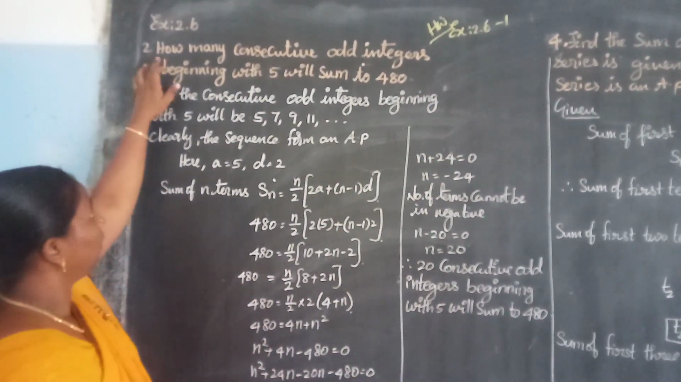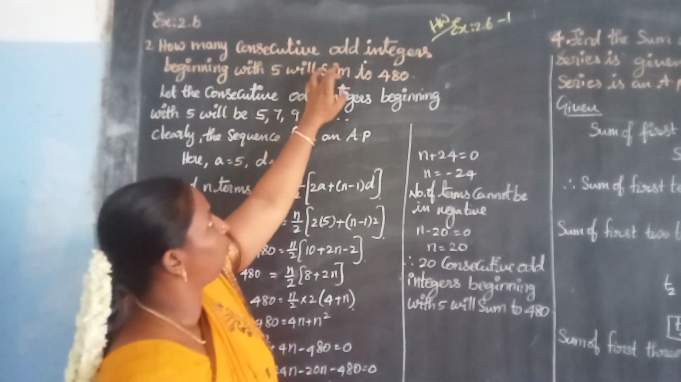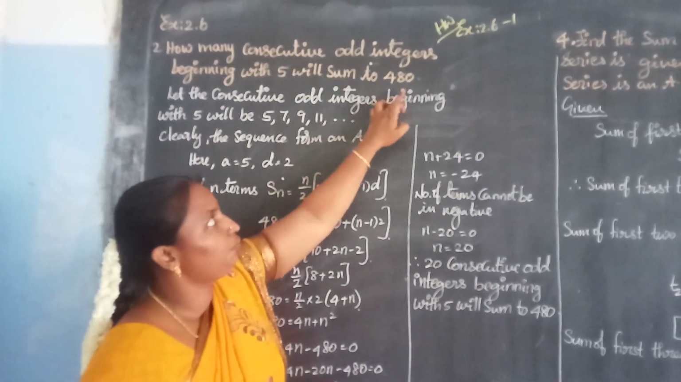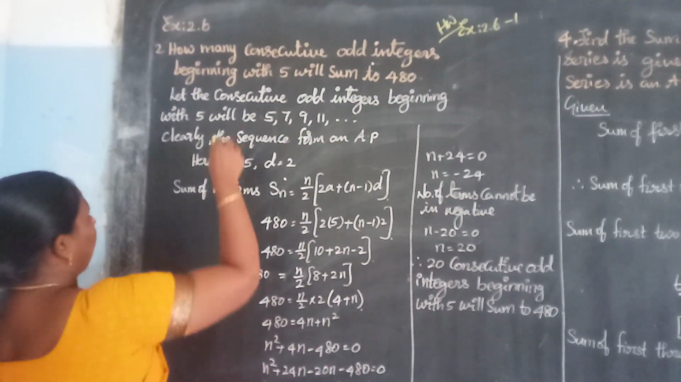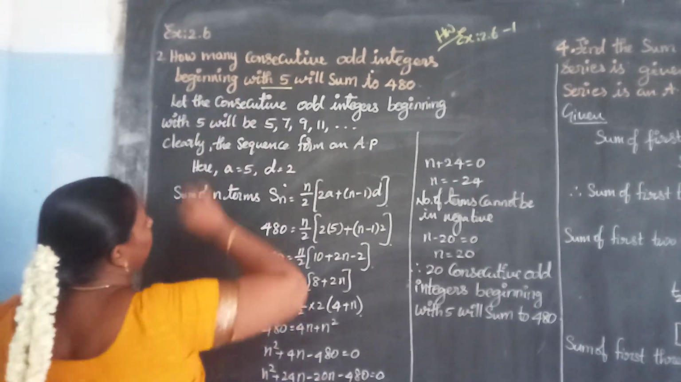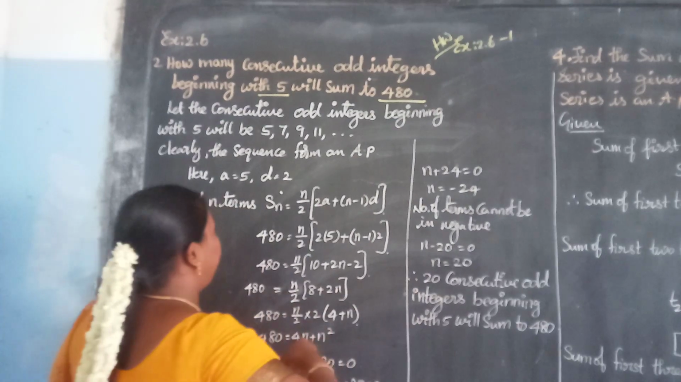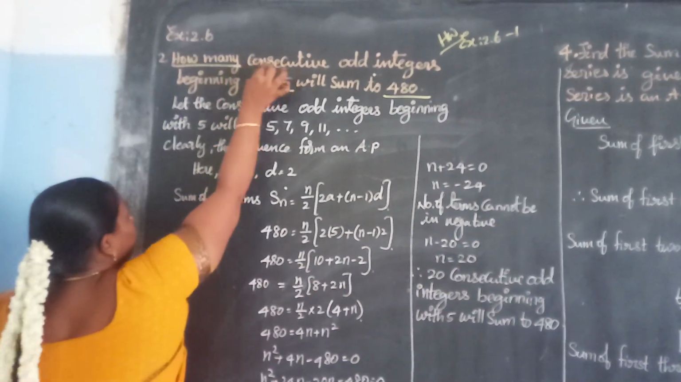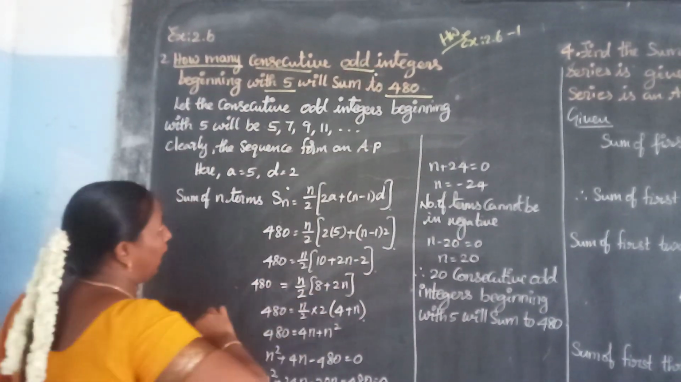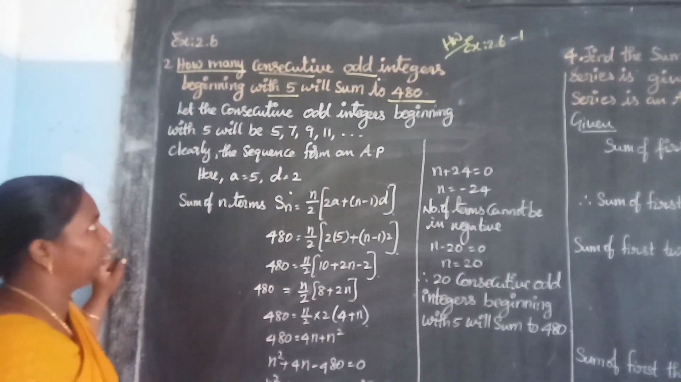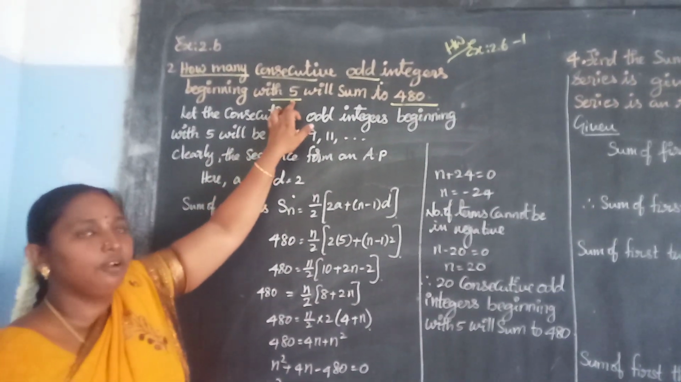Okay. Second one: how many consecutive odd integers beginning with 5 will sum to 480? Here they have given that the sequence starts with 5 and the sum is 480. We have to find how many consecutive odd integers, when added, give a sum of 480. The sequence starts with 5.